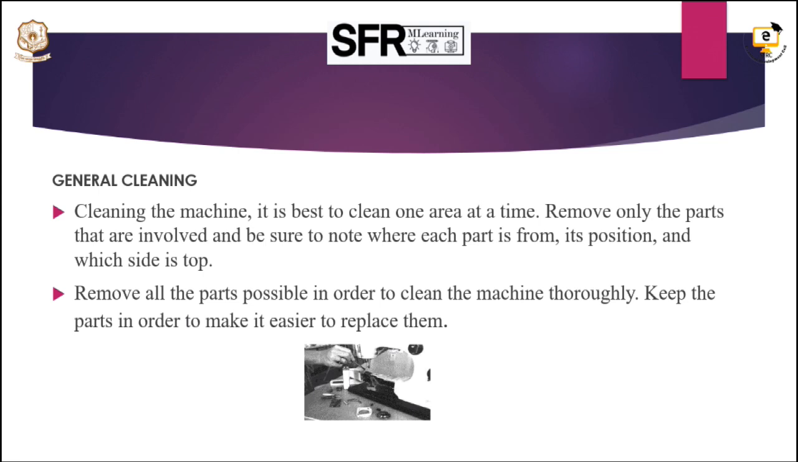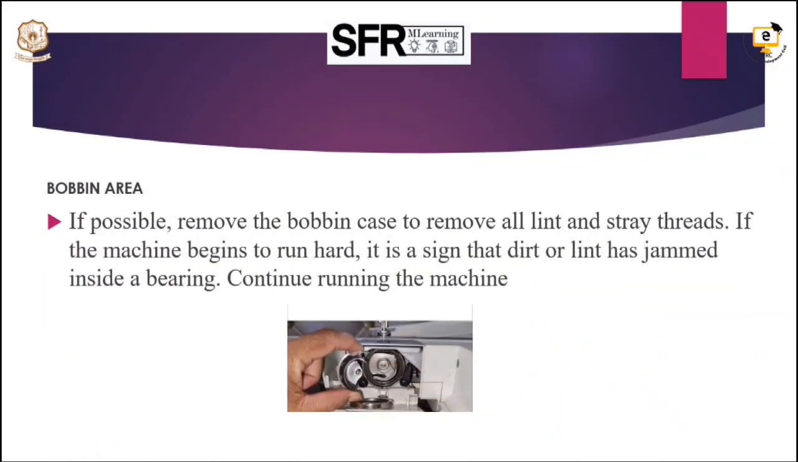Remove the parts and functions, and a simple way to reduce the cleaning. And then the machine goes to the attach and simple place method. Bobbin area. If possible, remove the bobbin area and clean the lint or stray. If the machine begins to run hard, you can remove the bobbin and bobbin case, and dirt and lint may jam inside the bearing. Continue running the machine so the area is clean and the problem is reduced.